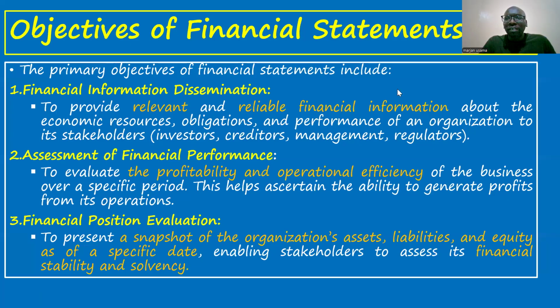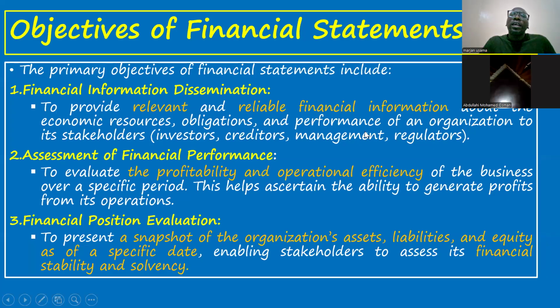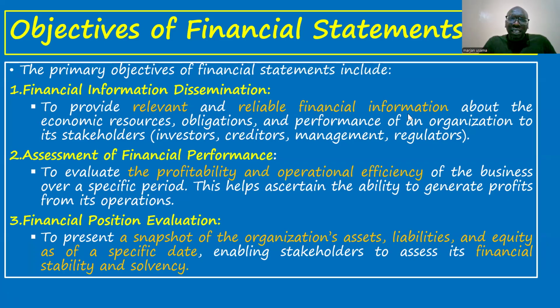So it is basically giving us information about what? It's giving us information about the economic resources. Economic resources are the assets of an organization or business. What assets do we have? Number two, obligations, liabilities. What do we need to pay? And performance, the general performance of an organization to its stakeholders, the investors, creditors, management, regulators.